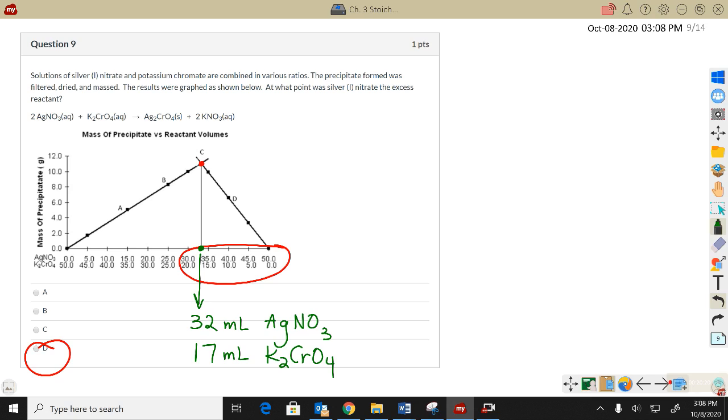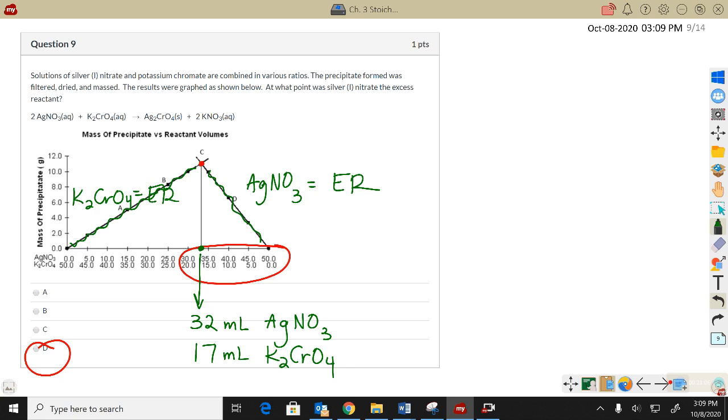And so then if I am anything over 32 milliliters of silver nitrate, then the silver nitrate is in excess. So that would be point D on my graph. So anywhere in this region, the silver nitrate is my excess reactant. And then by process of elimination, the potassium chromate is limiting. Anything in this region where I've got more than about 17 milliliters of potassium chromate, then my potassium chromate is the excess.